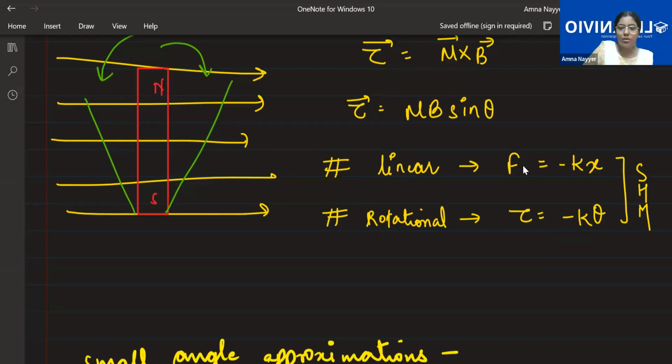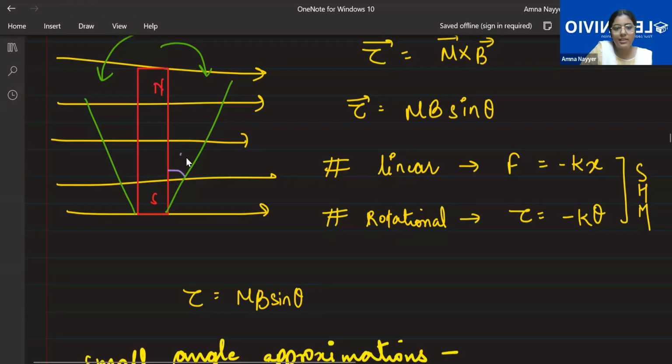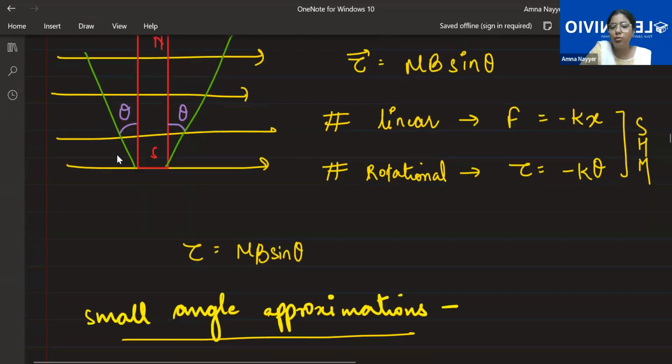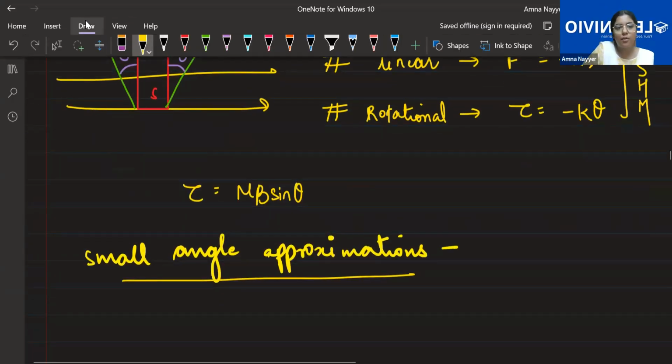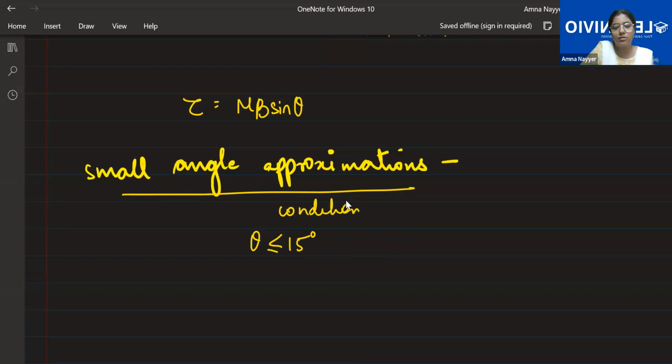So we finally have torque equal to MB sine theta. Now look, the angles covered by the body here are quite small. How much will a bar magnet rotate? It won't just swing, right? The bar magnet will just get slightly deflected because of torque. So we can use small angle approximation, when your theta is less than or equal to a maximum of 15 degrees and not more than that.